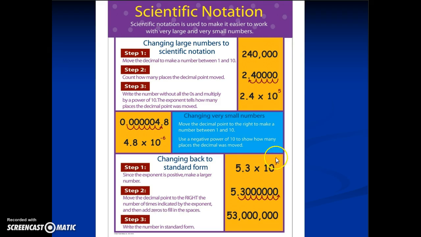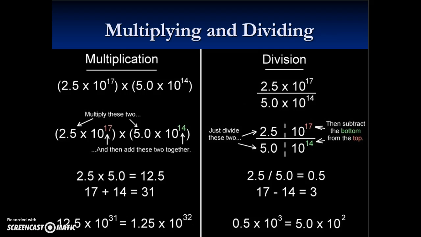I prefer to think of it in terms of, if I see a positive exponent, I know that my resulting number is going to be bigger than 1. And so I move the decimal this way to make the resulting number bigger than 1. In this case, it moves 7 places from where it was to where it is in standard notation. And the final form then in standard form is 53 million instead of 5.3 times 10 to the 7.